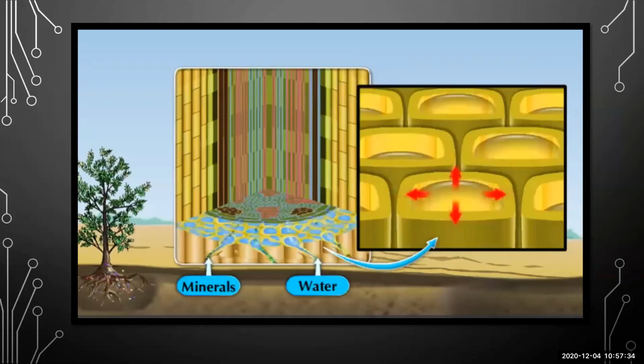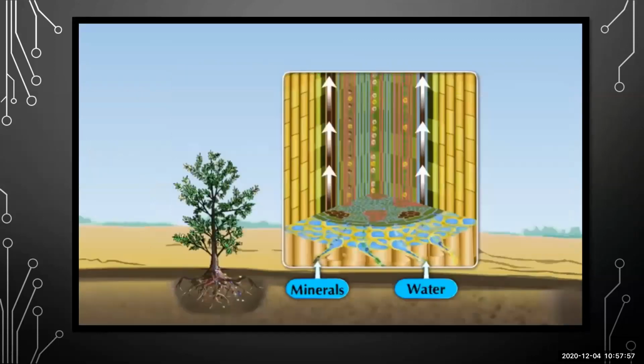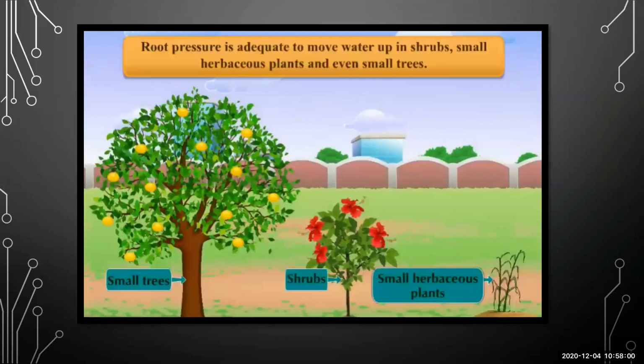And under the effect of this pressure, the water and minerals reach the xylem of the roots, and to reduce this difference in concentration, they are continuously pushed forward. As a result, a continuous movement of water column is formed, which is continuously pushed ahead. So this pressure is sufficient to lift the water up in shrubs, small plants and small trees. So let's see the video for it.